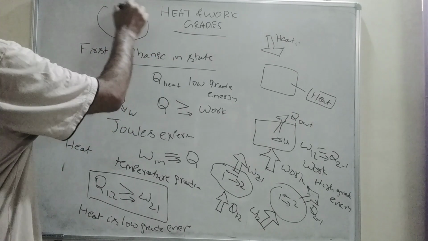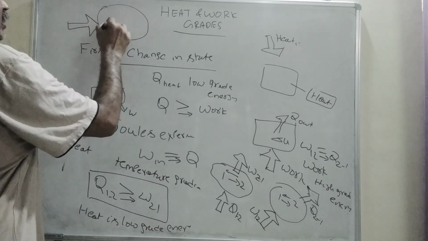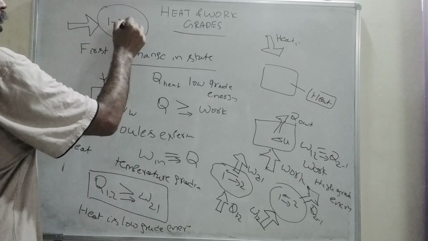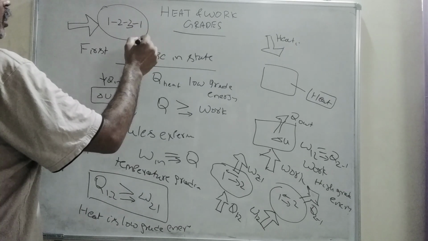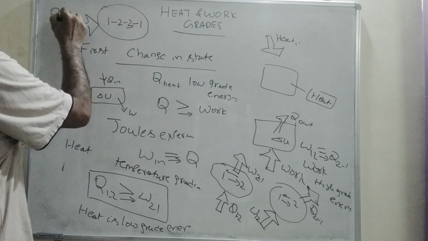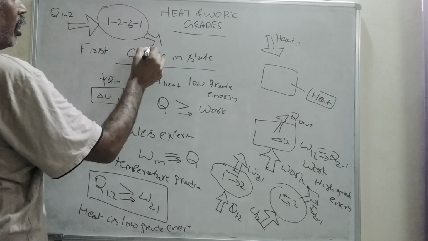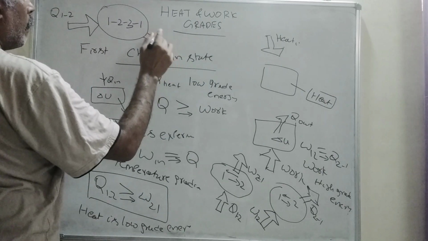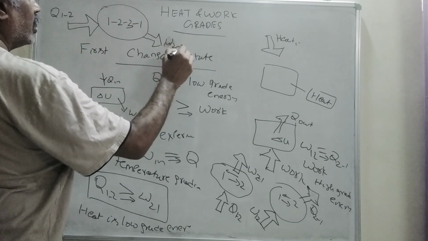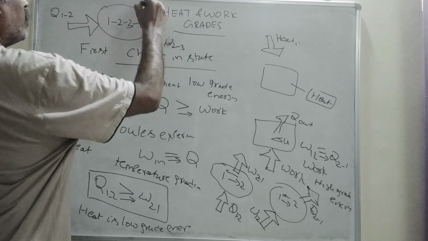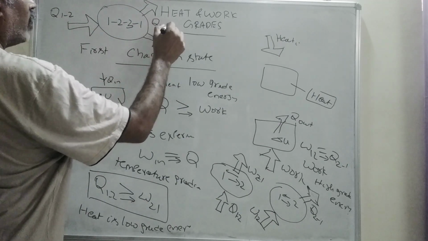What he is saying is, whenever you are supplying some heat to the system, it is changing from state 1 to state 2, state 2 to state 3, state 3 to state 1. Here Q12 is the heat supplied, and in 2 to 3 we are getting W23 amount of work, and the remaining amount, because Q12 is greater than Q23, Q31 amount of heat is rejected.